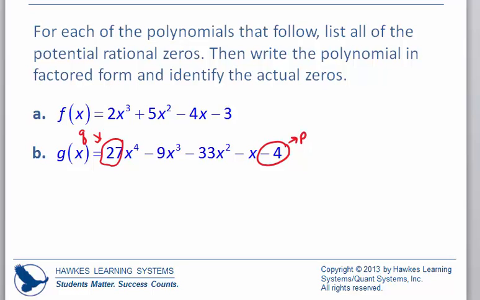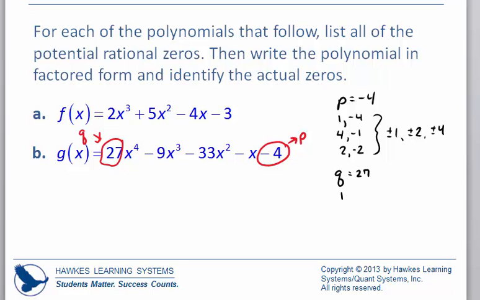So let's consider the factors of P. We know that P is negative 4. Let's write down the ways that we can multiply numbers together to give us 4, or negative 4. I can do 1 times negative 4, 4 times negative 1, 2 times negative 2. And if we combine these, this gives me plus or minus 1, plus or minus 2, plus or minus 4.